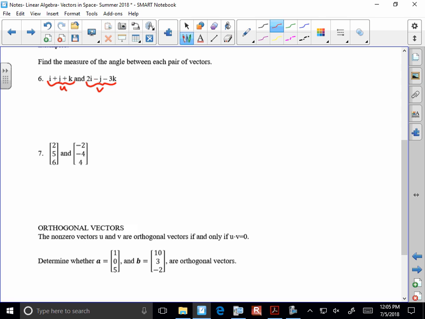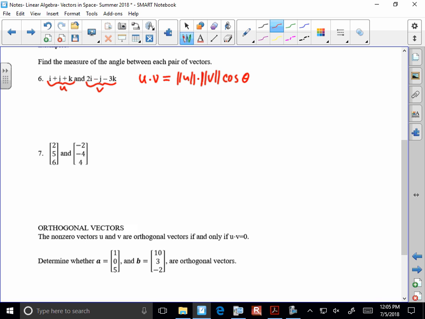The dot product u dot v is equal to the magnitude of u multiplied by the magnitude of v multiplied by the cosine of the angle that separates them. Right? So here we want to find the angle between the pair of vectors based on this definition.